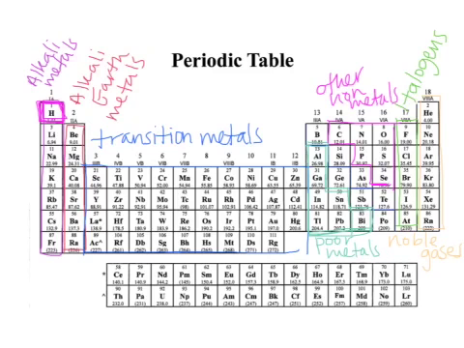We then skip over the transition metals and go to column 13, or 3A. They have 3 valence electrons. 4A, 4 valence electrons, 5A, 5 valence electrons, and so on and so forth.